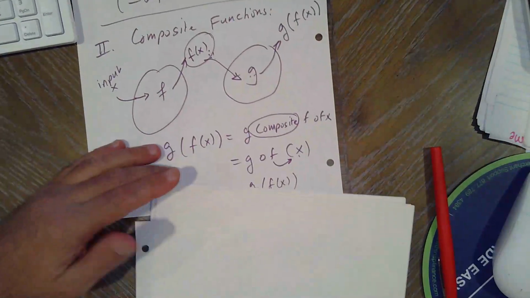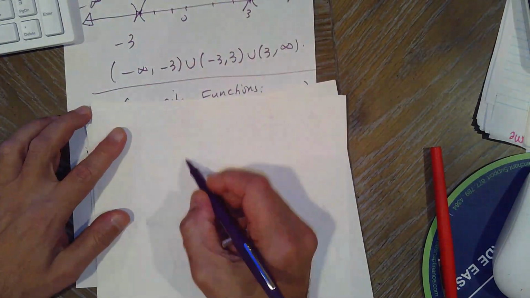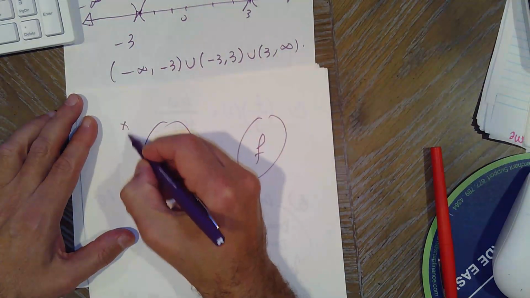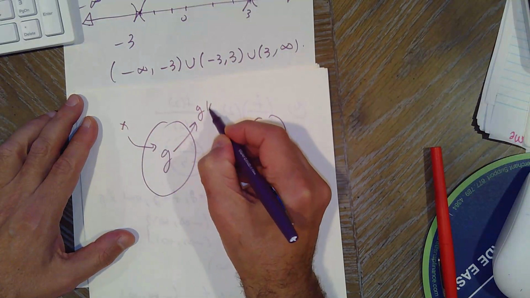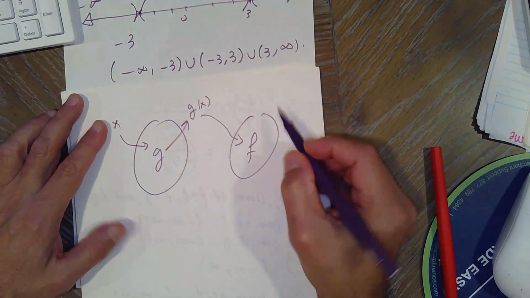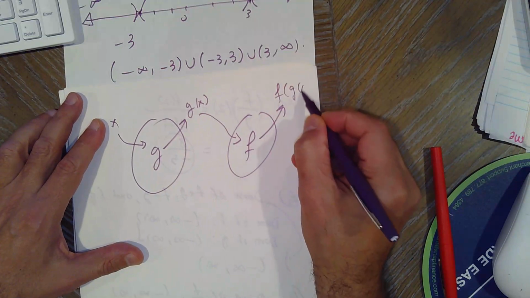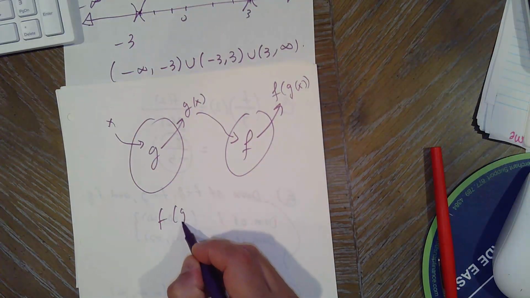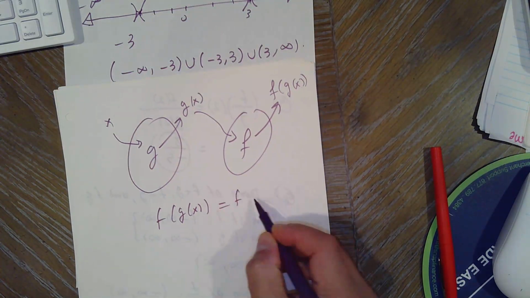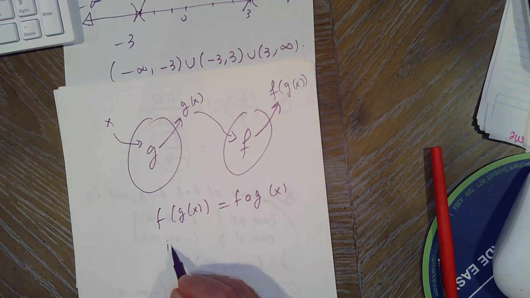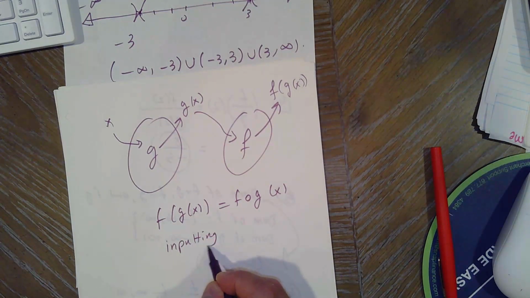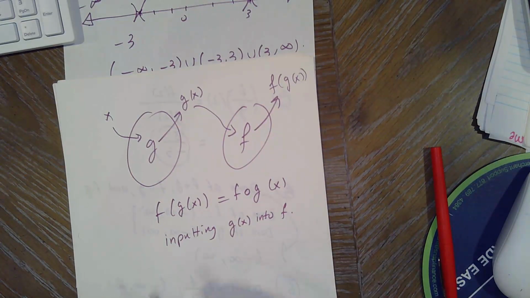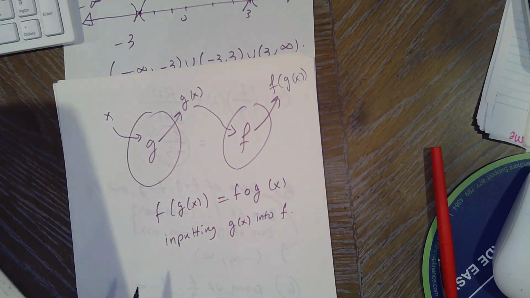Now, if you reverse that, if you put g and then f, and you input x into g, you get a y value of g of x, then you input that into f, so you get f of g of x. So f of g of x is f composite g of x, and you are inputting g of x into f. Do we get the same result? No, we do not. It doesn't have to be the same result.